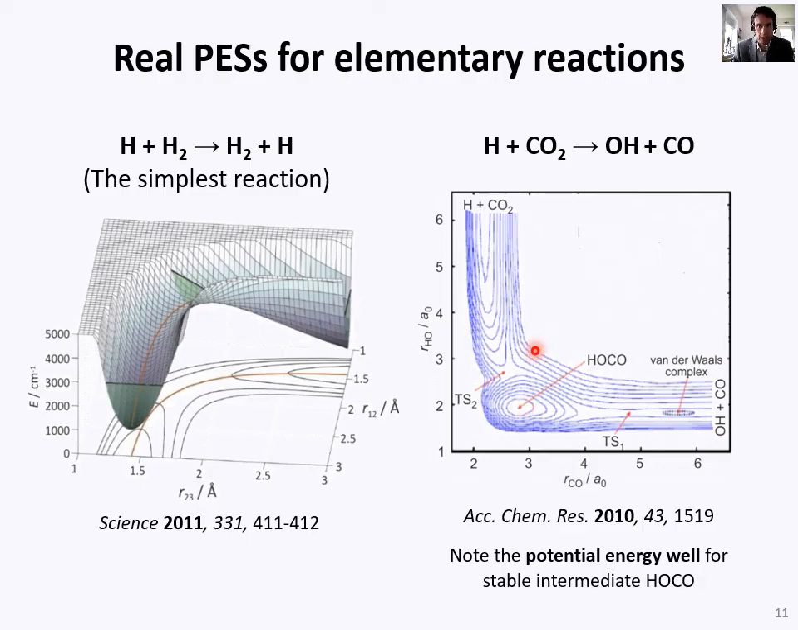Because a well has to be an area in which the potential energy is lower than it is at the transition state, and so if you drew a reaction coordinate diagram here, you'd end up with 2 humps effectively. So in the middle of those humps would be the intermediate, which is HOCO. And again, because you've got 2 humps, you've got 2 transition states and effectively 2 activation energies.